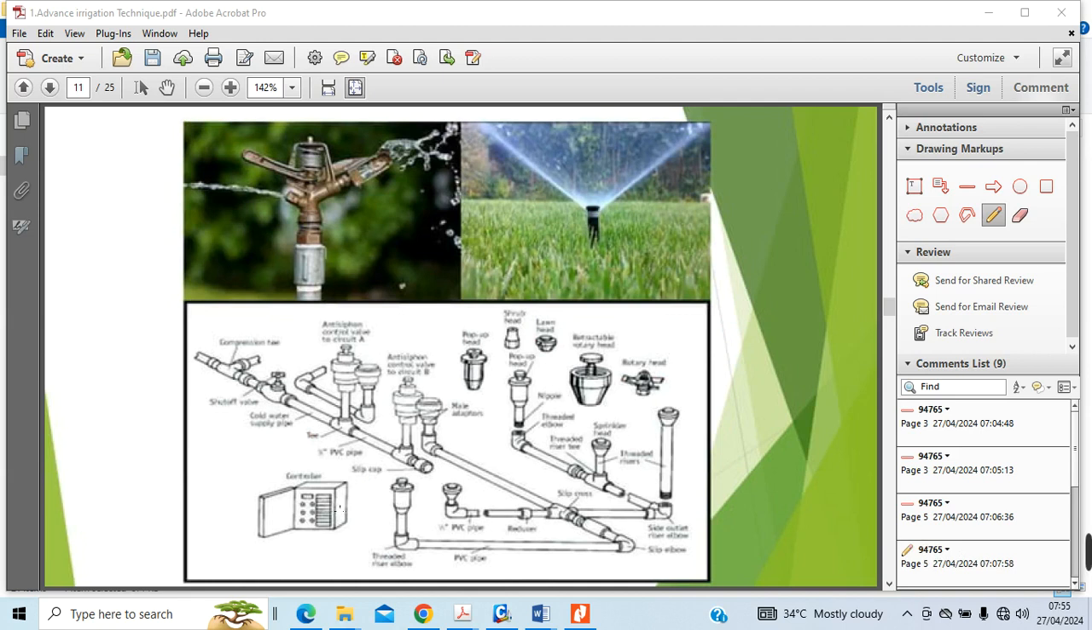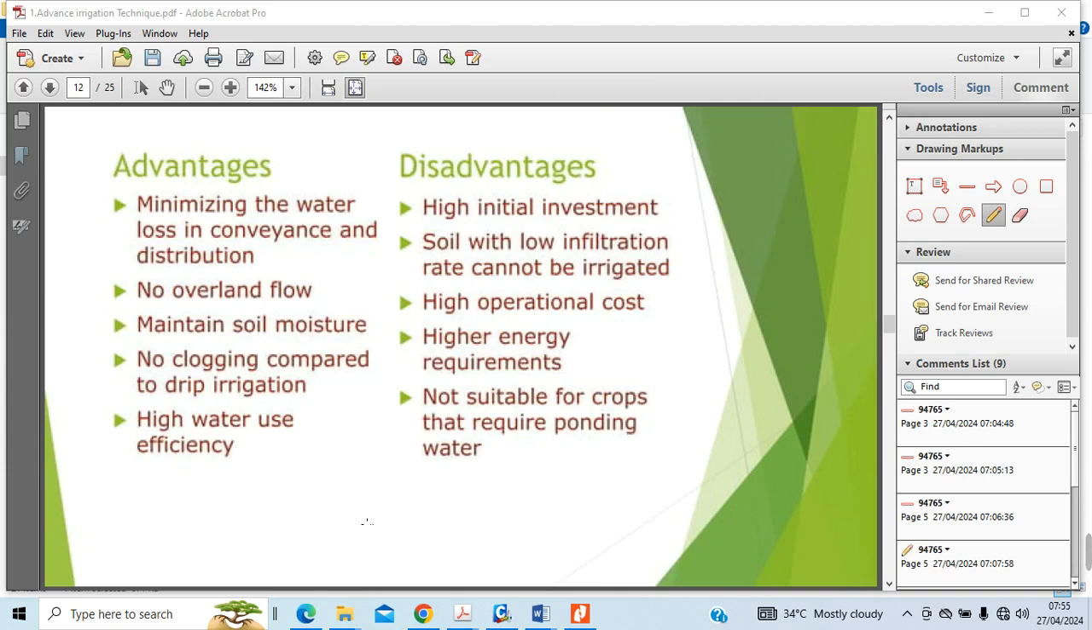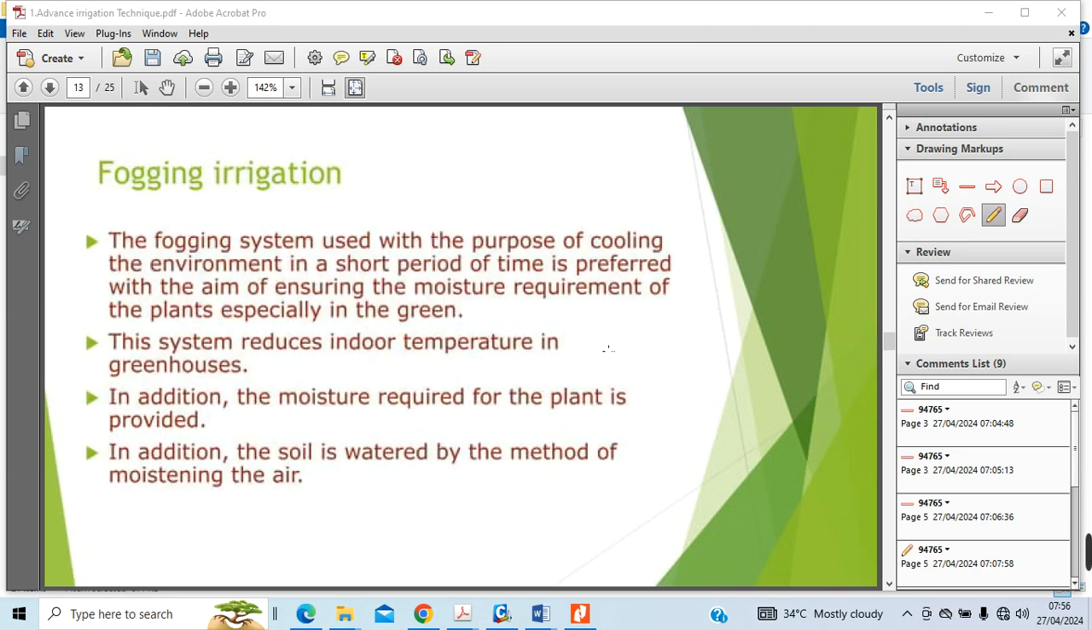This is the system. Advantages: minimizing the water loss in conveyance and distribution, no overland flow, maintains soil moisture, no clogging compared with drip irrigation, high water use efficiency. Disadvantages: high initial investment, soil with low infiltration rate cannot be irrigated, high operational cost, high energy requirements, not suitable for crops that require ponding water.